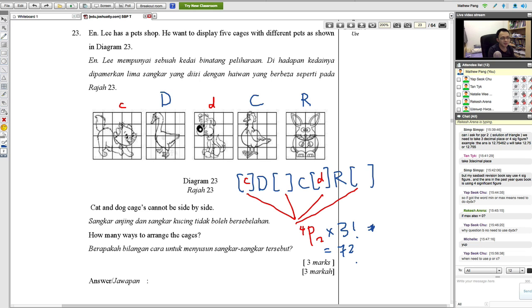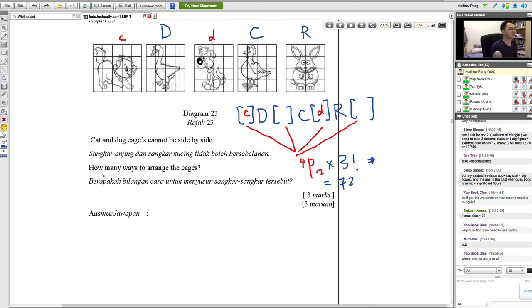Why use the P? Why or when do we need to use the P or C? Okay, whenever you use P is when the arrangement is very important. So in this case, I will use P because they're trying to arrange the 5 animals. So I will need to use P. Okay, if you find the P case or C case very confusing, I can teach you another method.